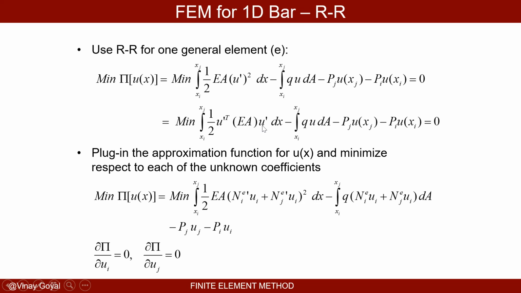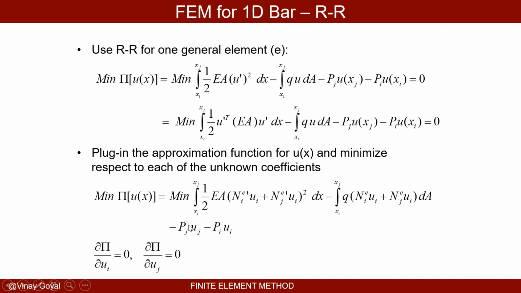But I'm plugging in the approximation function now. Since I have it, why not just plug it in and see what happens? Notice that when I evaluate my approximation function at xj, I should get uj, which is what you see there. And then the deflection value at xi should give me ui. So you can see here that I get this expression on the screen.